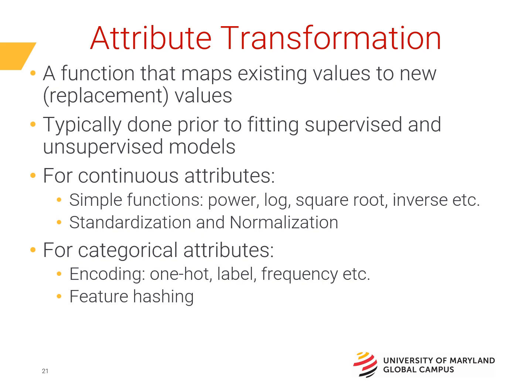Those are for continuous variables, and for categorical attributes, you can use encoding. One hot encoding is a common one. You can create labels for each, and it could also be based on frequency. Feature hashing is also another type of transforming categorical variables.